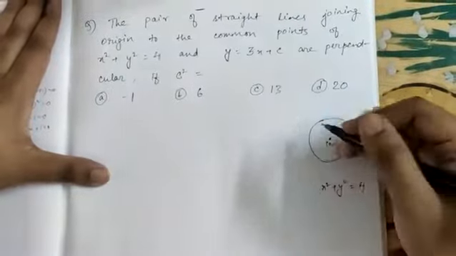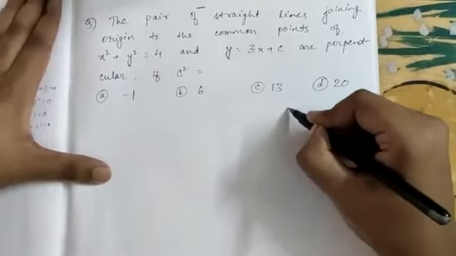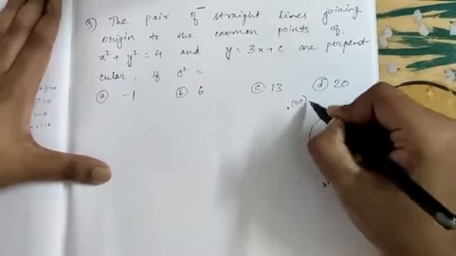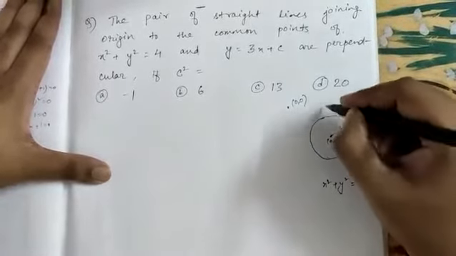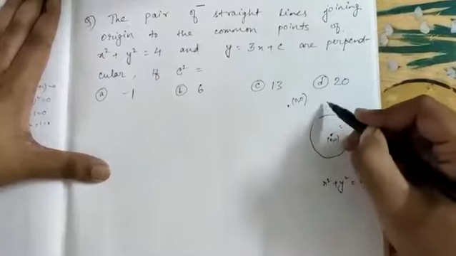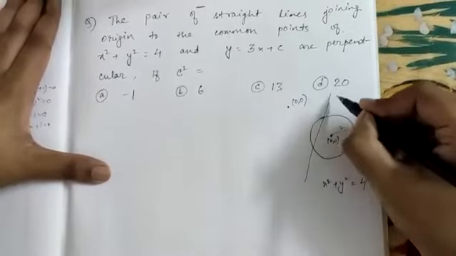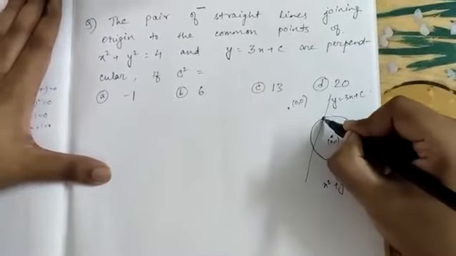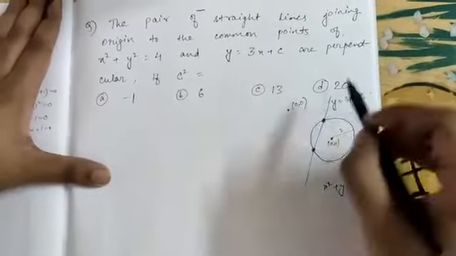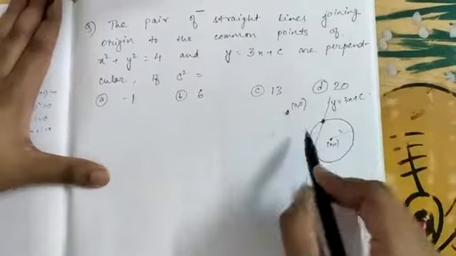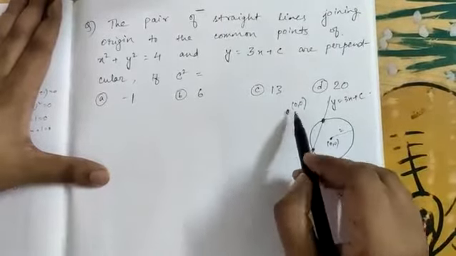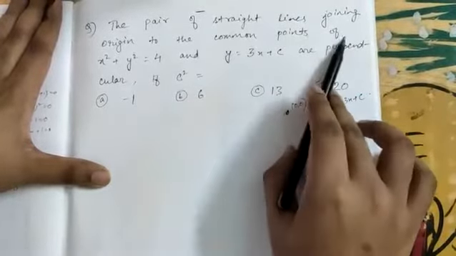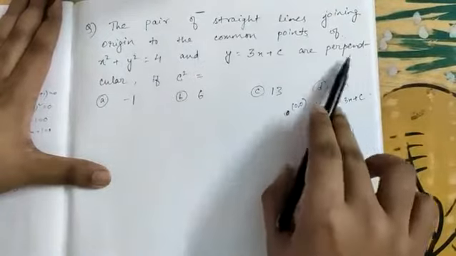Okay, x square plus y square is equal to 4, this circle. And the pair of straight lines joining origin to the common points of this and this are perpendicular if. Suppose this is my origin (0, 0), and let's say that this line is y equal to 3x plus c. So there are two cut points.